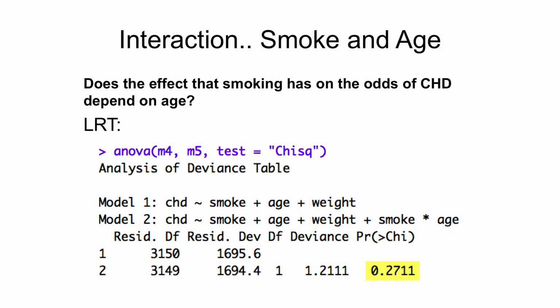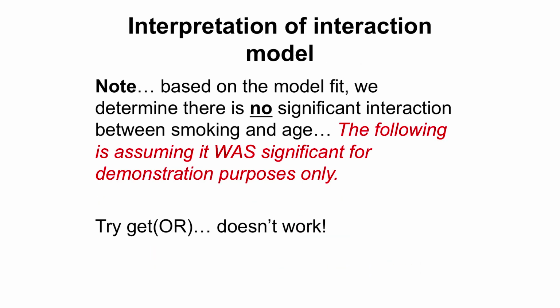So we would fail to reject the null hypothesis that the residual deviance is the same for the models that do and do not include the interaction term. The model that includes the interaction term is not significantly better. This suggests that age is not an effect modifier. The effect of smoking on the odds of CHD does not appear to vary or differ depending on age. So we don't have evidence to suggest that age is an effect modifier. There was no significant interaction between smoking and age.